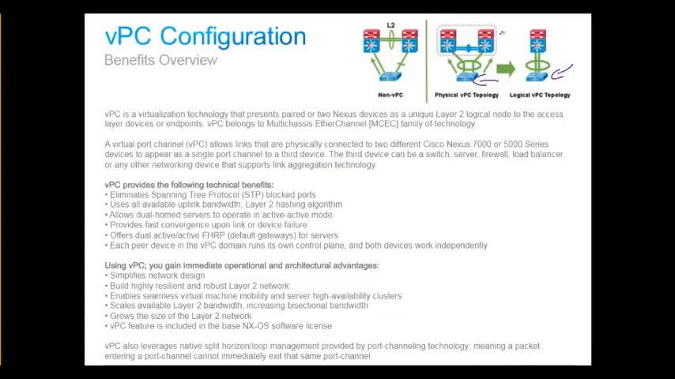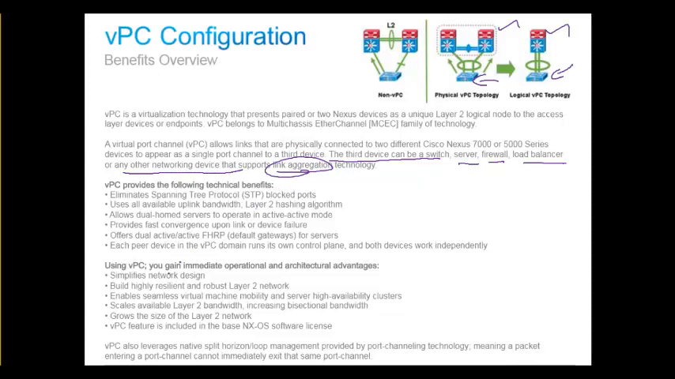Allows the links that are physically connected to two different Cisco devices. Next, the third device can be a switch, a server, a firewall, a load balancer, or any other networking device that supports link aggregation, LACP or on mode, NIC teaming, anything.